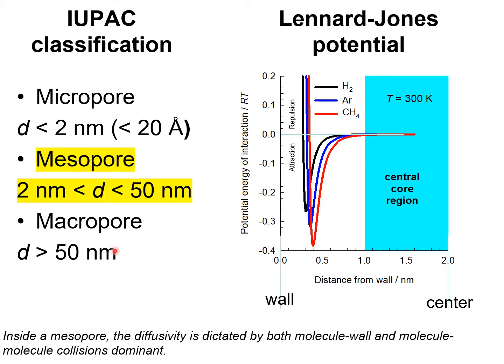Three classes of pore sizes are distinguished. A micropore has pore diameters less than 2 nanometers. A mesopore has pore diameters in the range of 2 nanometers to 50 nanometers, and a macropore has diameters larger than 50 nanometers. The focus of this presentation is on mesopores.